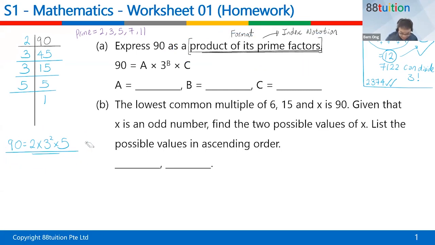This answer is in index notation. Children, understand the terms. Understand the language here. Math is considered like a language also. You must be able to speak math.